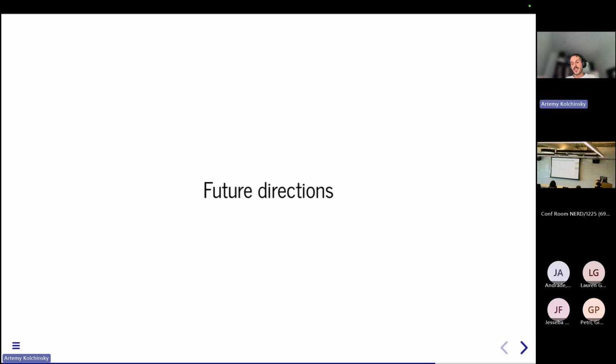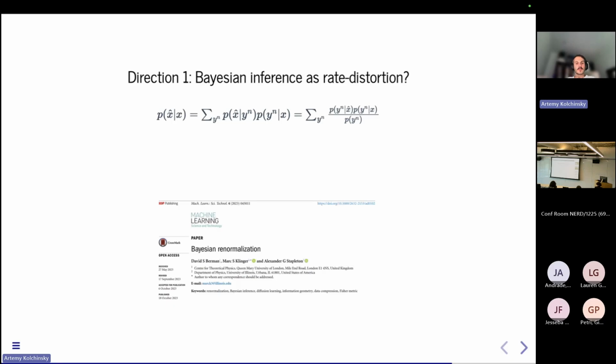So let me just mention a few directions. One of the ones I've been thinking about is whether we can think of Bayesian inference as a kind of rate distortion. What I mean by that is that there's something I believe is sometimes called the Bayesian kernel in the literature, which is a kind of coarse graining map from x to x hat, which is just defined in terms of Bayesian inference of y.